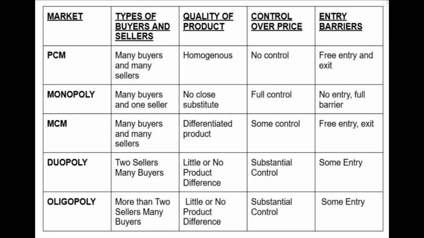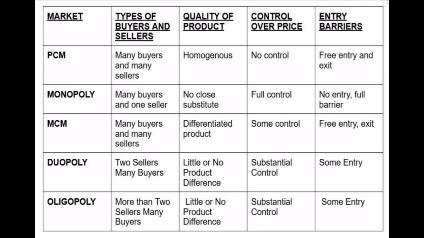Now we will discuss thoroughly about perfectly competitive market, types of buyers and sellers. There will be many buyers and many sellers, and many sellers will be selling their product and many buyers will buy these products. About the quality of product this market will be selling, they will be homogeneous.